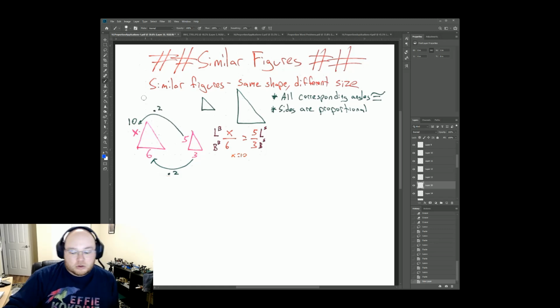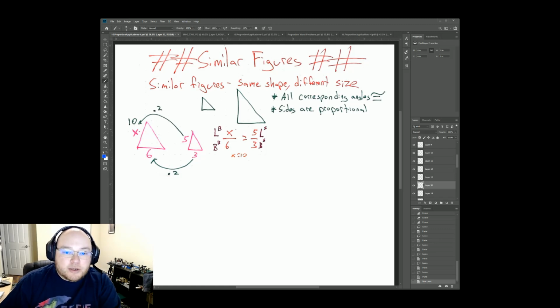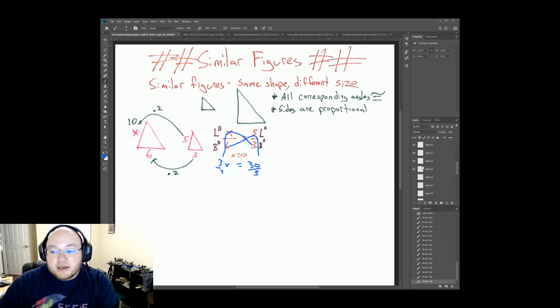Remember, you're going to... Boom. And you would have gotten 3x. And if you went this way, you would have gotten equals 30. And then you would have divided both sides by 3. And that's why you got 10. Oh, wow. I'm very bad at drawing in Photoshop.